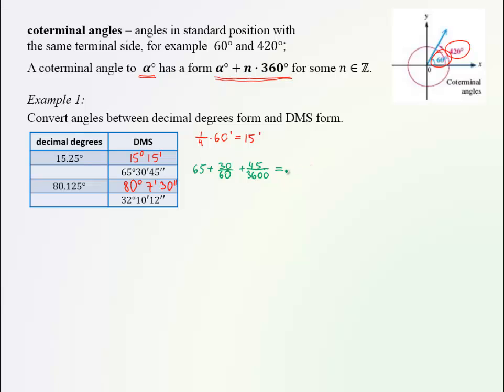The decimal here is 65.5125 degrees. So we can record this. So that's the way that you can deal with it without a calculator. But if we have a calculator, it's a good idea to know how to introduce this number to the calculator. I will show you in a second.